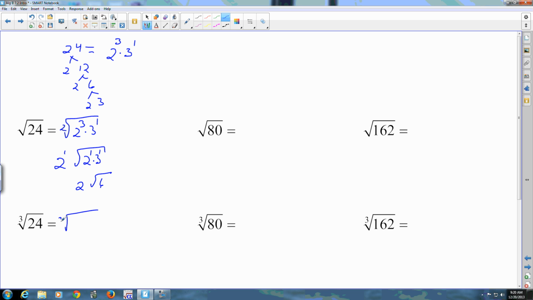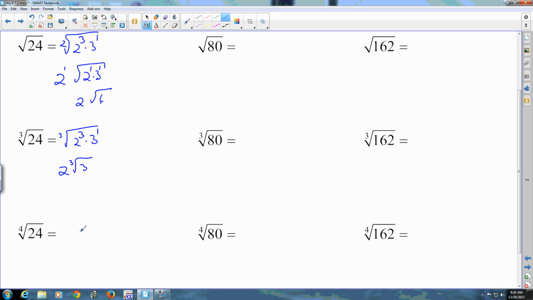Go into this one, that's 2 cubed times 3 to the 1st. The powers match, so it pops out. This one's not big enough, so it's got to stay behind. Don't forget the cube root symbol. And then looking at the 4th root down here, you got the 4th root of 2 cubed 3 to the 1st. None of the exponents are big enough, so nothing happens. It stays the 4th root of 24. It's as good as it gets. Okay?